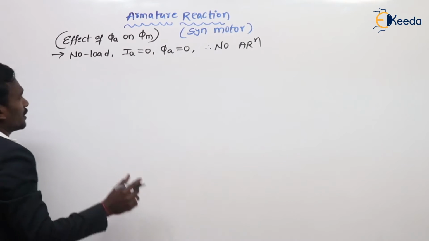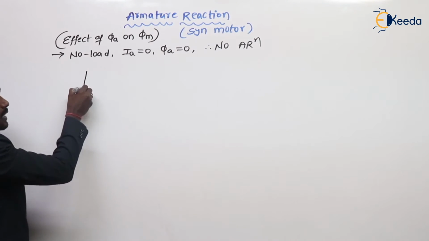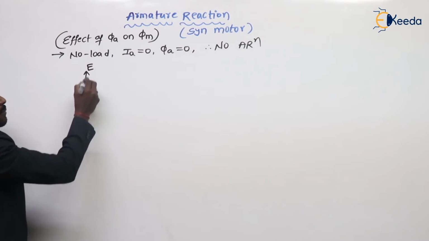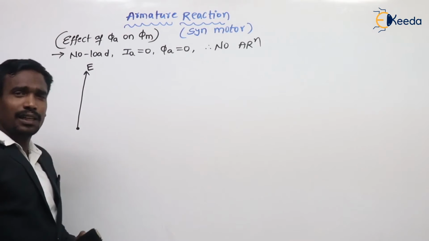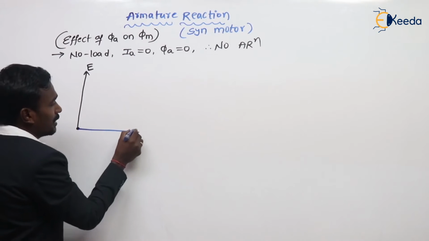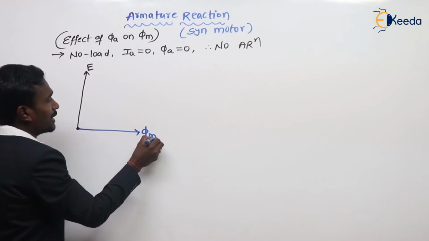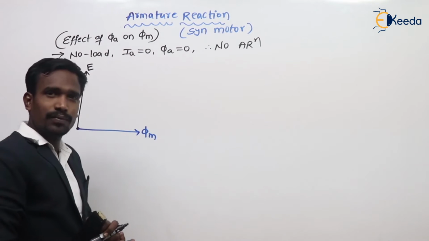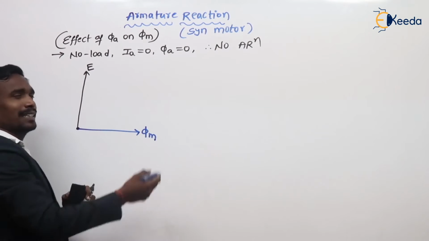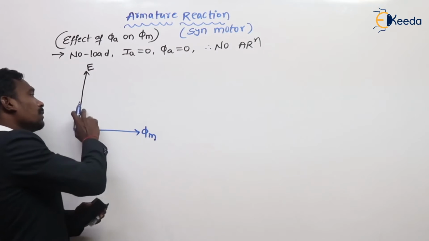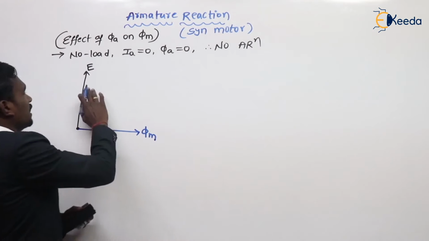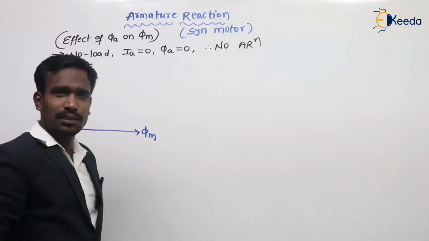In synchronous motor, for example, this is the EMF vector, which is the reference here. Then our main field flux is 90 degrees lagging to the EMF. Whenever a current carrying conductor is placed in a magnetic field, what is the angle between them? 90 degrees, right? Here the EMF and the fluxes are like this.